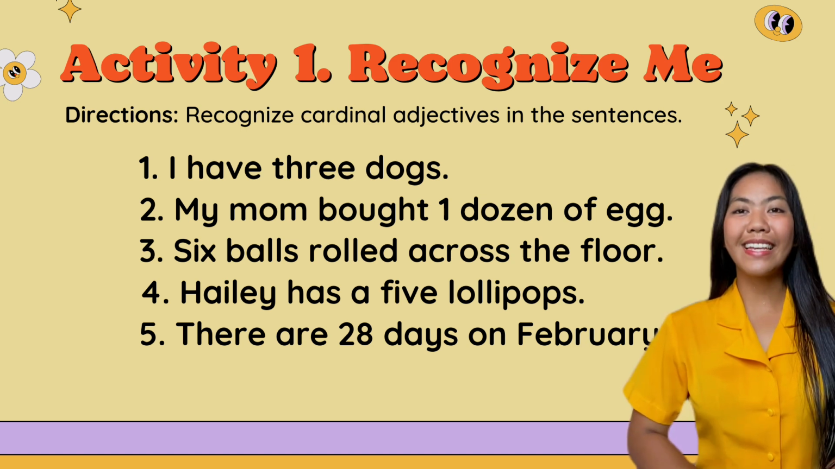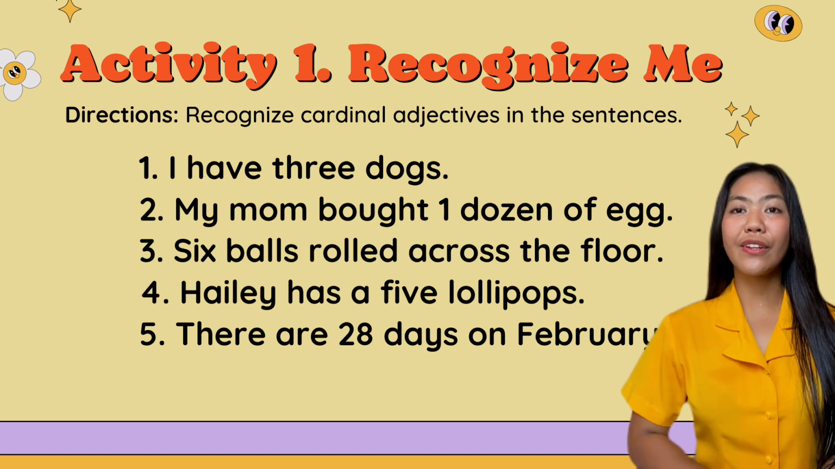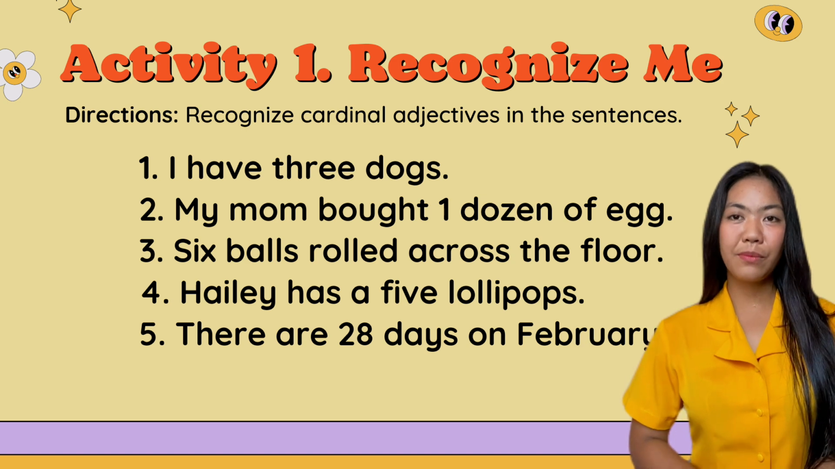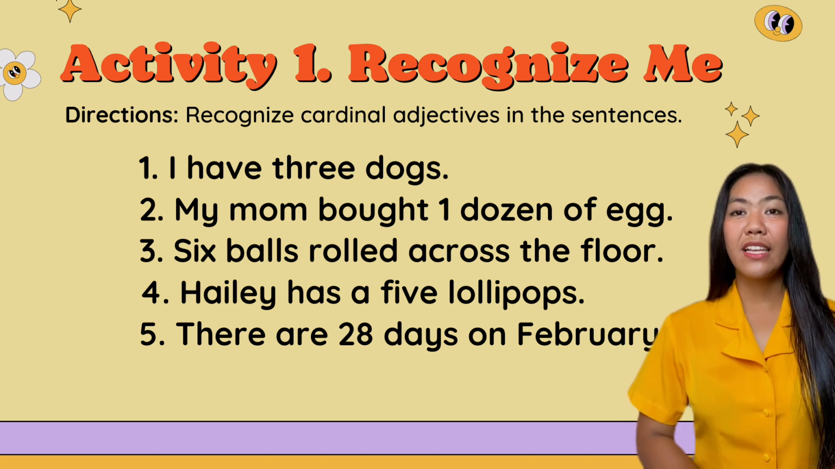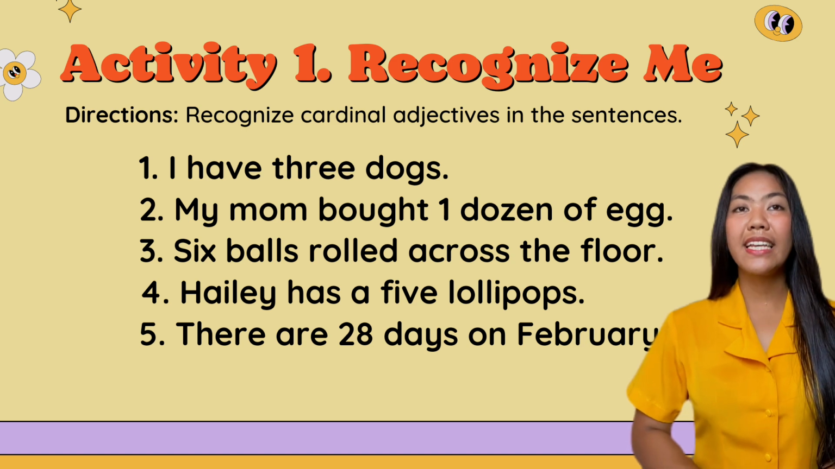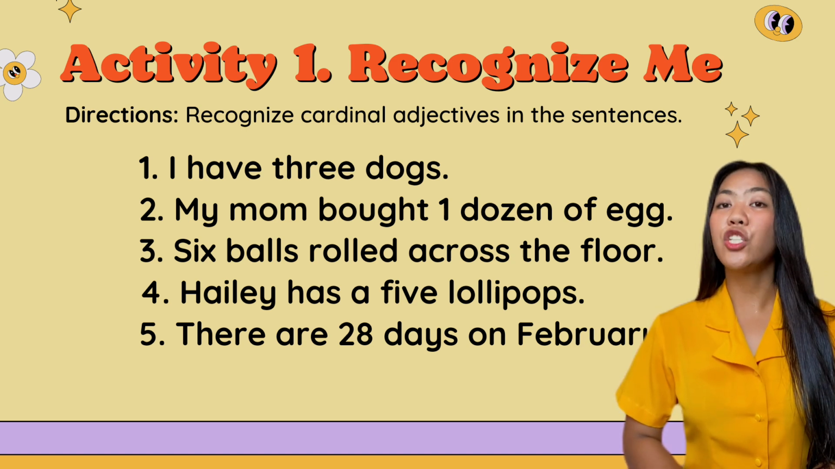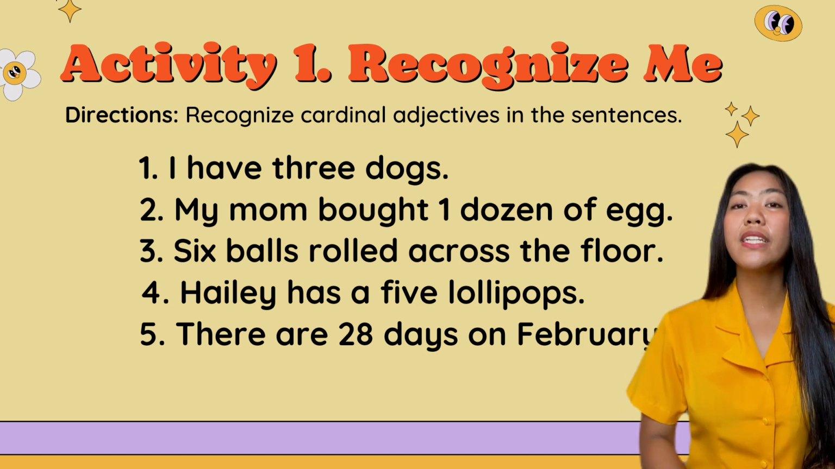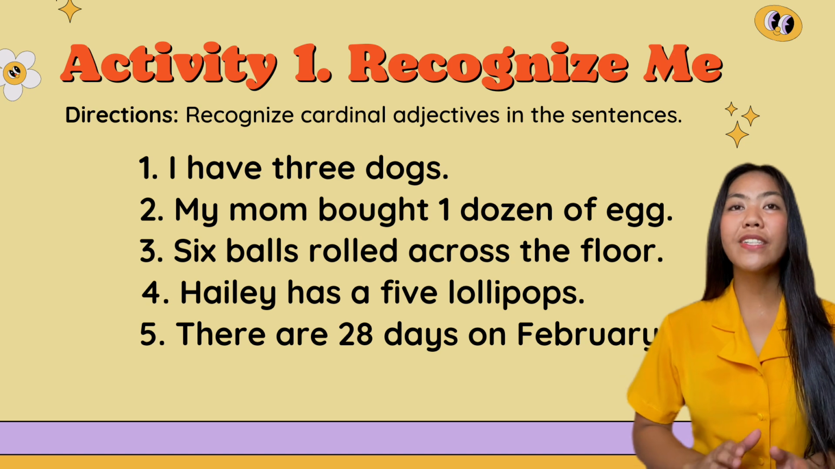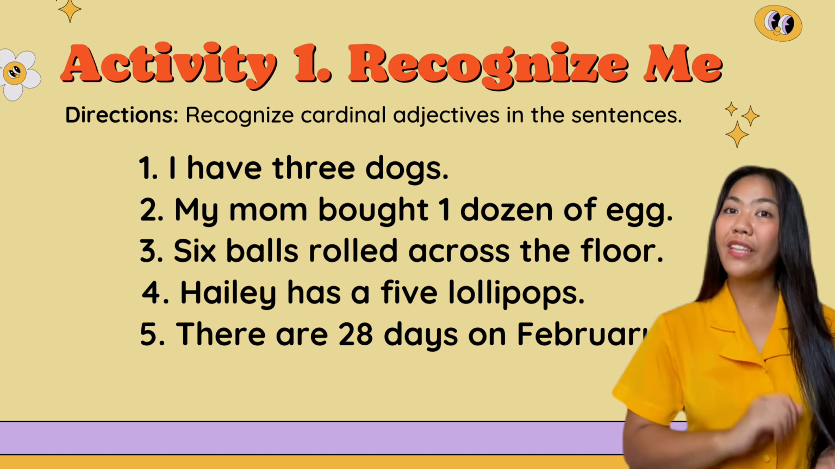For the last sentence, there are 28 days in February. Which is the cardinal adjective here, children? Very good. It is 28. So we spell the word 28 T-W-E-N-T-Y-E-I-G-H-T. You really did a good job, children. So let's have Teacher Larry facilitate a mini activity for you also. Teacher Larry?